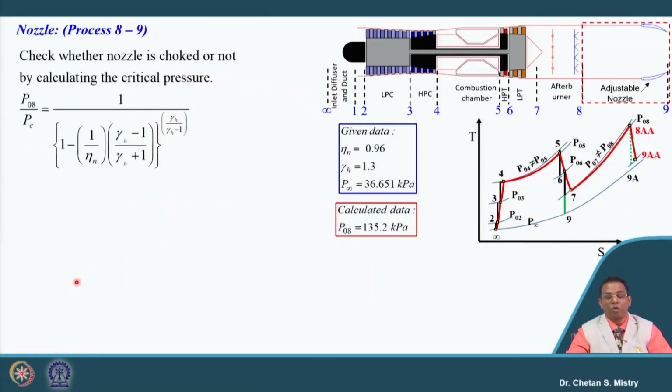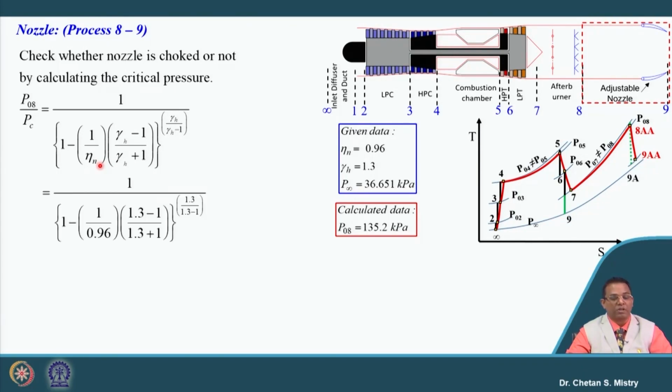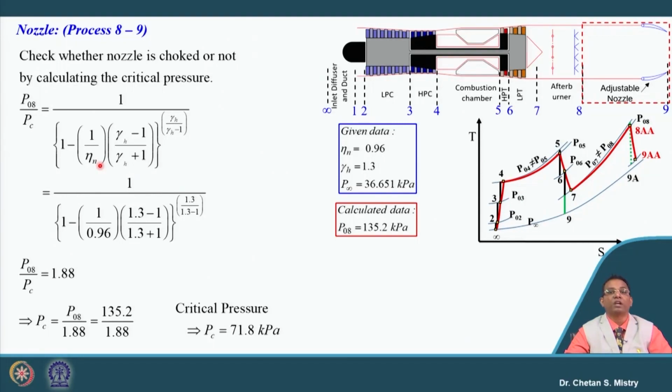Now, the next component we have is our nozzle, and for the nozzle we need to check whether it is choked or unchoked. In order to do that calculation we need to calculate the critical pressure ratio. Here we are correlating our pressure ratio in terms of nozzle efficiency. Since nozzle efficiency is given as 96%, if we put that number, we calculate our critical pressure, and this critical pressure is coming as 71.8 kilopascal.